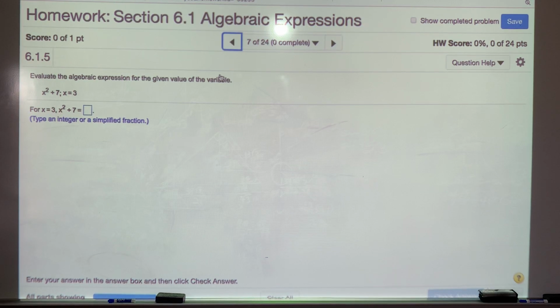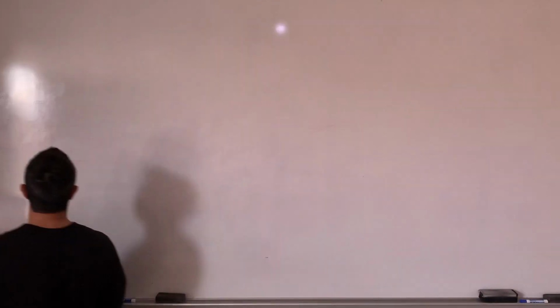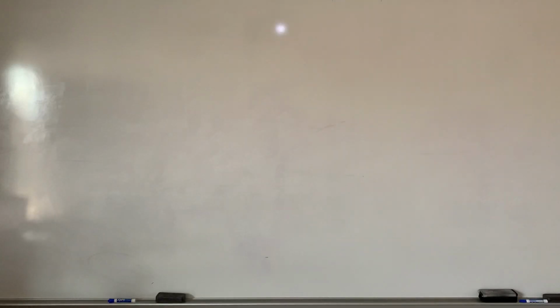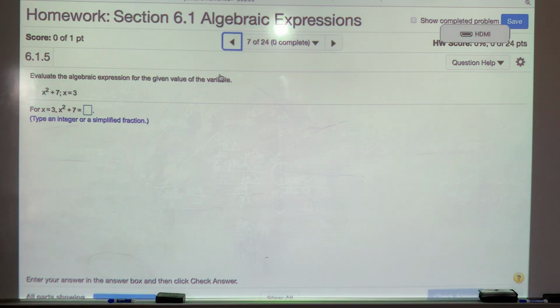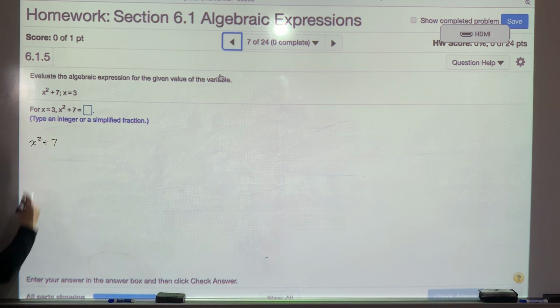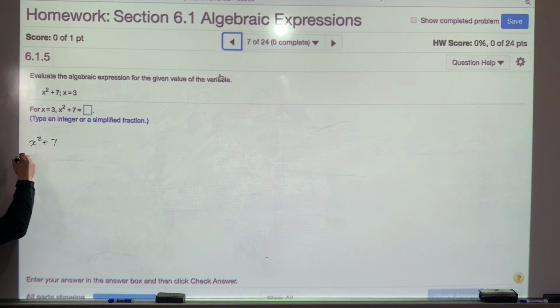Okay, starting with 7. Recall from the previous section that when we have an expression such as x squared plus 7, and they ask us to substitute or evaluate, all we need to do is place the value, or substitute the value, with parentheses everywhere we see a position or a place where we can make that substitution.